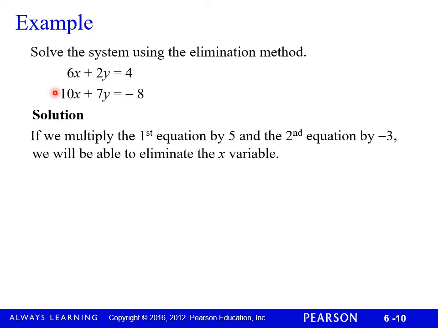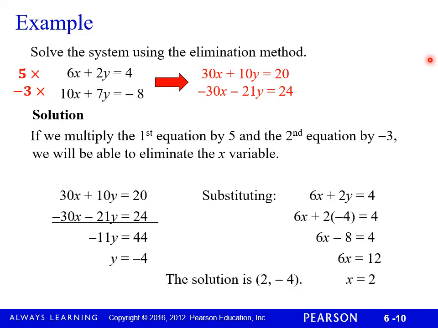So you can find a common denominator by simply using the large number and keep doing multiples until the smaller number goes into it. So 6 times 5 is 30, and 10 times 3 is 30. But again, since they're both positive, one of these numbers has to be negative, or the opposite sign. So we're going to do 5 times the first equation and -3 times the second equation. And this gives us 30x plus 10y equals 20 for the first equation, and -30x minus 21y equals positive 24.